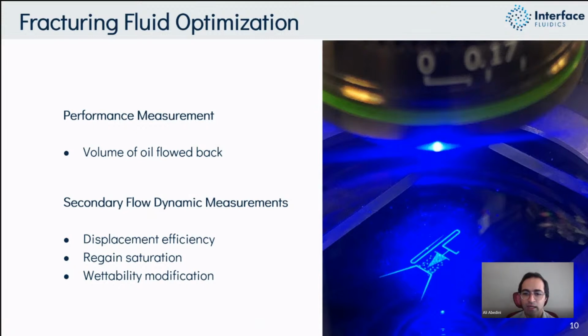As you can see, after the frac zone, there are accumulation channels where the oil is being accumulated, and then we take images over time and convert them into volume. There are other secondary flow dynamic measurements that we do. One is the displacement efficiency, which is measured during the injection part of the process. We do the regain saturation once the flowback is finalized, and also, as I mentioned, we can look at how much wettability modification or even wettability damage we get as a function of different additives.